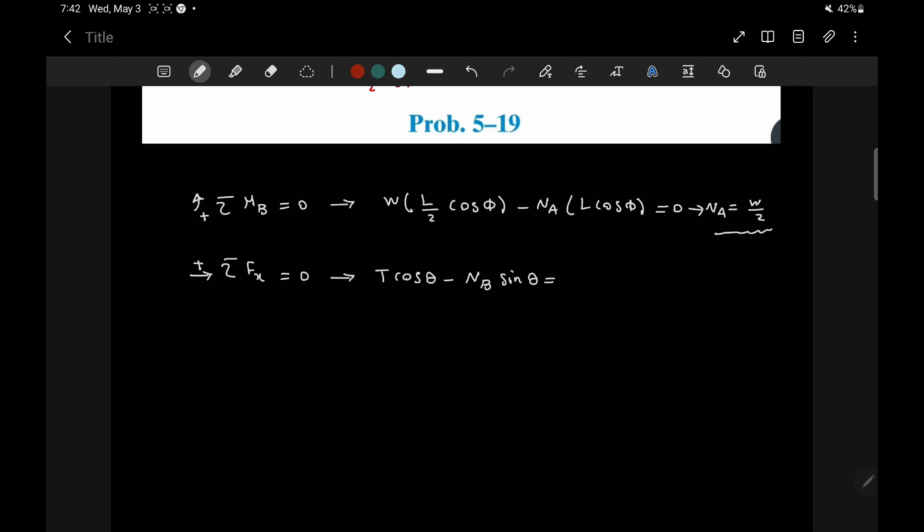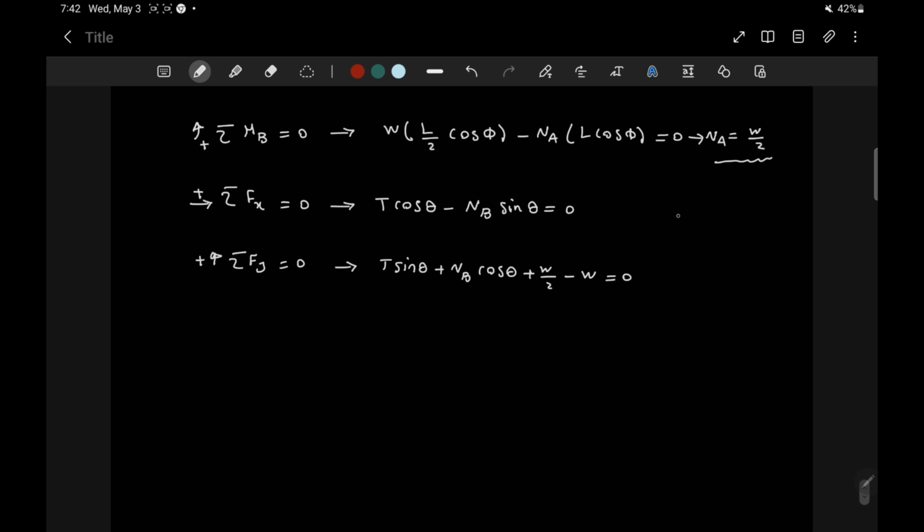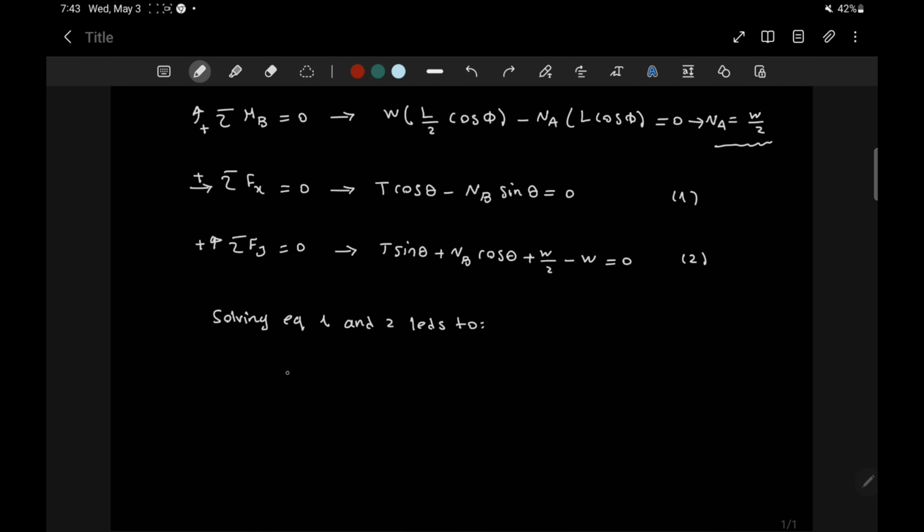In the y direction, we have the y component of tension T in one rope acting upwards, the y component of reaction force NB at B acting upwards, the weight W acting downwards, and the reaction force NA equal to W over 2 that is upward. Again, using trigonometry, we can write T sine theta plus NB cosine theta plus W over 2 minus W equals 0. Now we have two equations and two unknowns, T and NB. We can solve for T and NB by solving equation 1 and 2 simultaneously.